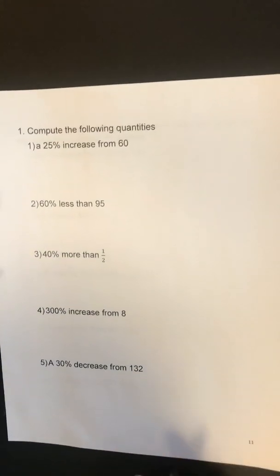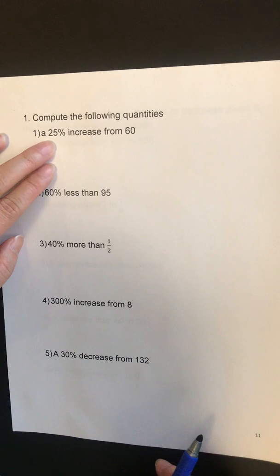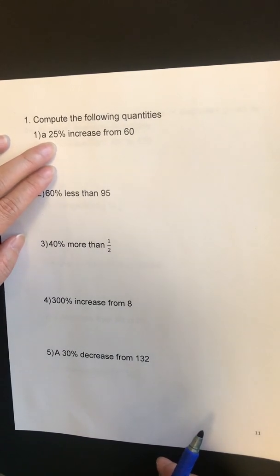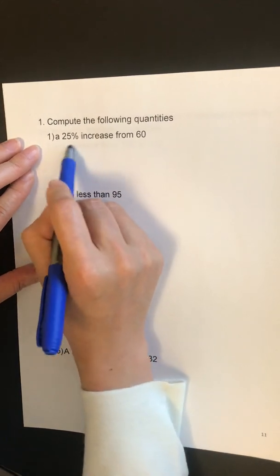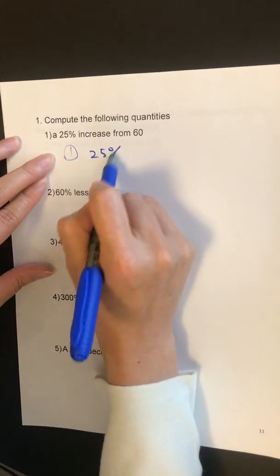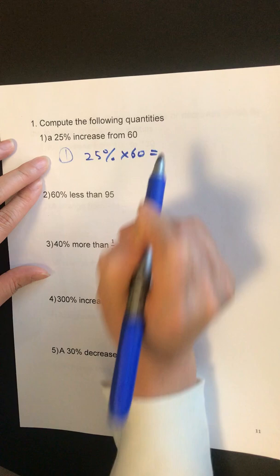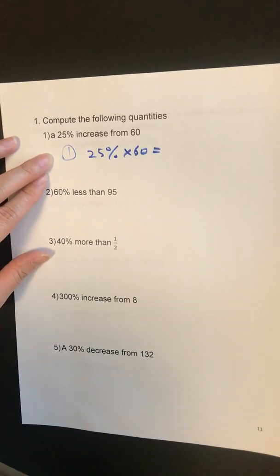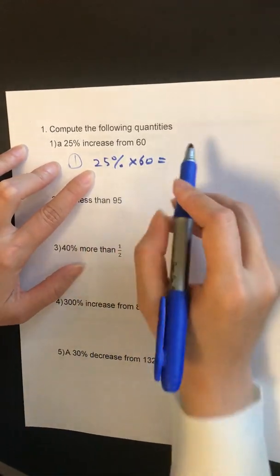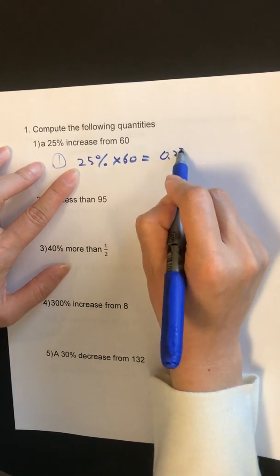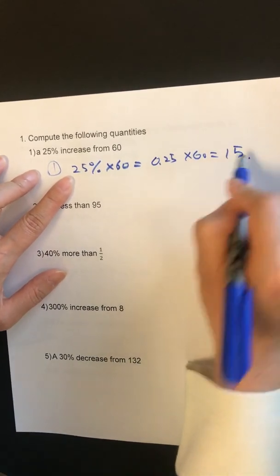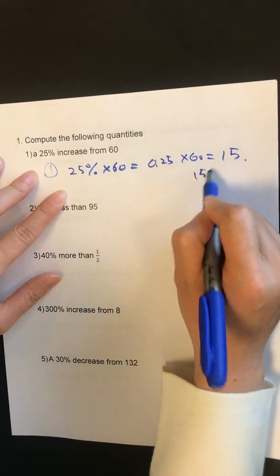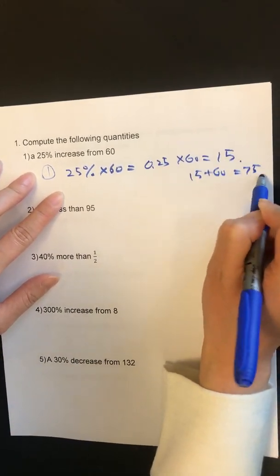Example, compute the following quantities. A 25% increase from 60. So what's the final answer for this one? We can do it in two different ways, right? 25% multiplied by 60. That's the change from the original number. So 25% is 0.25. 0.25 multiplied by 60 is 15. So we add that 15 to the original 60, and that would get you the final answer.